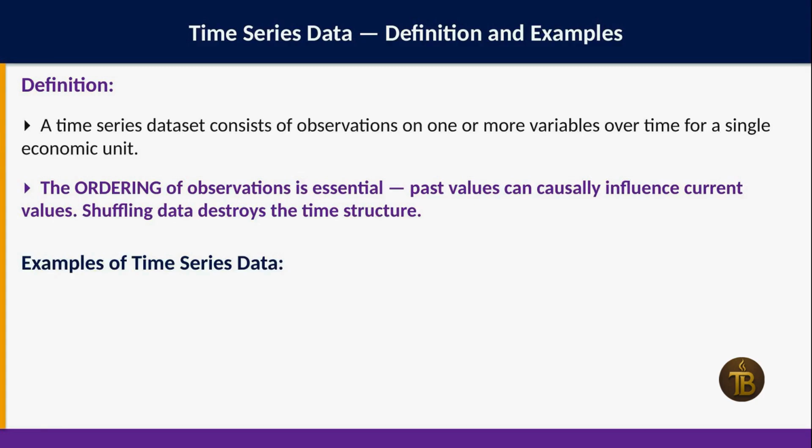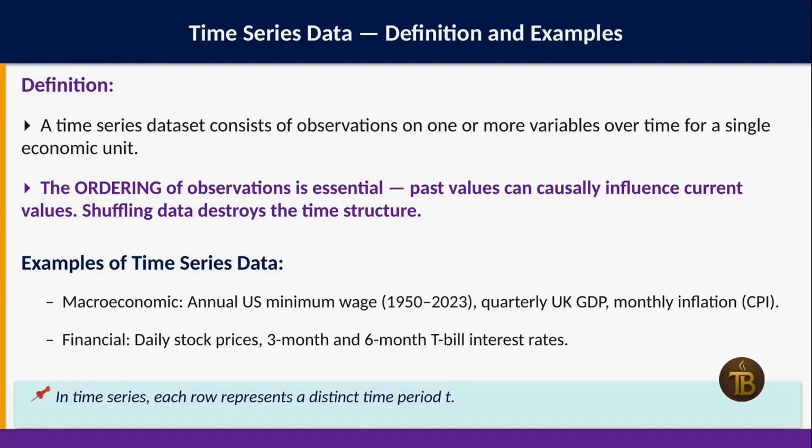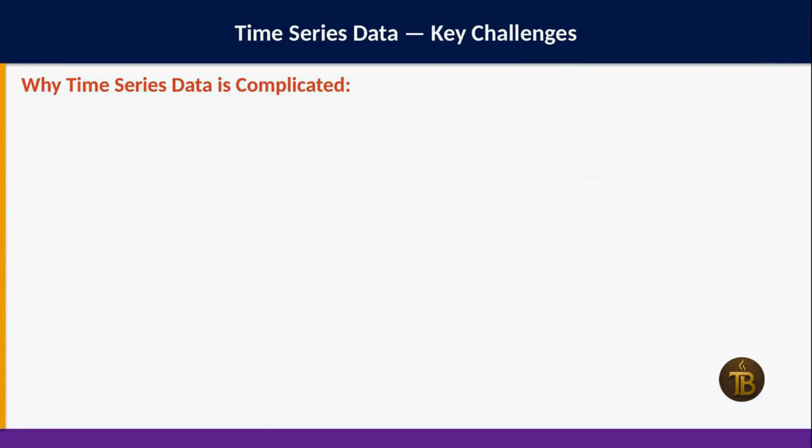Let's look at some concrete examples of time series data. On the macroeconomic side, think of the annual U.S. minimum wage from 1950 to 2023, quarterly UK GDP, or the monthly consumer price index measuring inflation. On the financial side, think of daily stock prices, or 3-month and 6-month Treasury bill interest rates. In every one of these cases, each row in the dataset represents a distinct time period, which we usually label T.